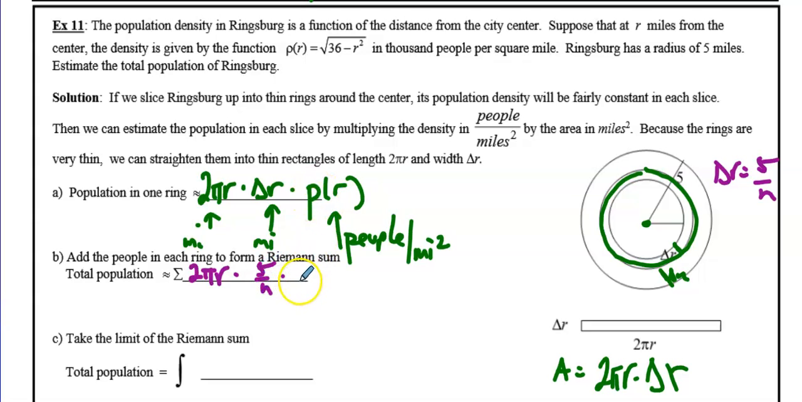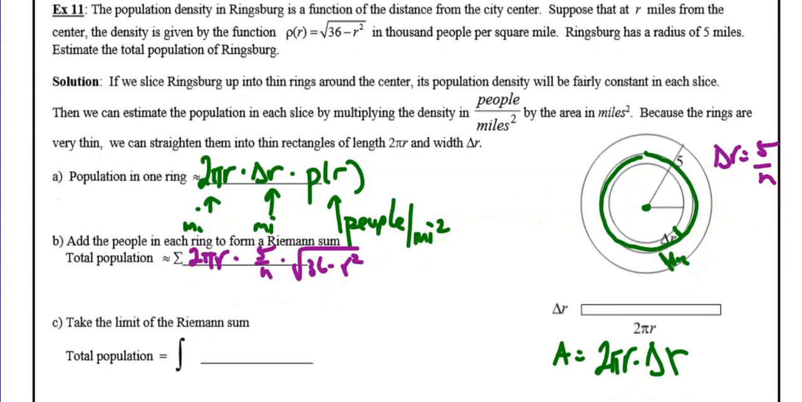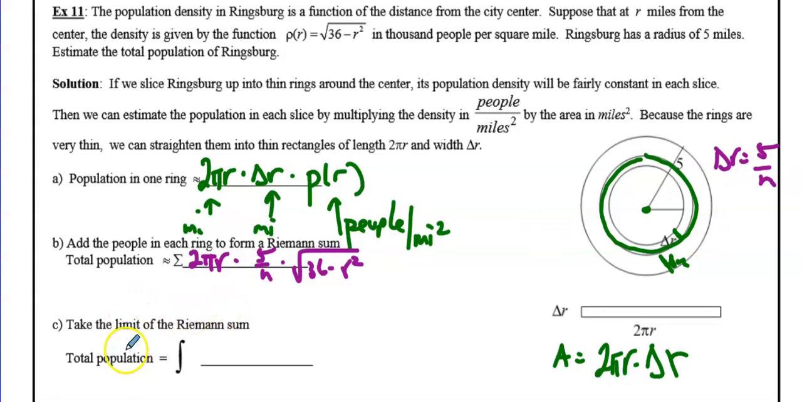And again, my function is going to be the square root of 36 minus r squared. You guys are not going to be responsible for having to write the sigma notation part of it. All that I need for you guys to do is just talk about actual population. So we're going to have the 2 pi r, times our function, which is the square root of 36 minus r squared. And then we're going to rewrite this as dr. And so that's what we're going to do for these problems.